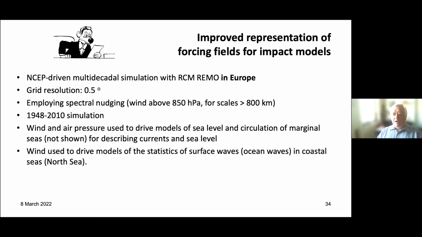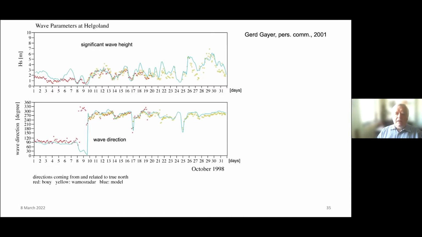And I'm showing only the statistics of surface waves, ocean waves, and coastal seas. And here we have this somewhat nice result. Keep in mind, these are climate simulations. These are not somehow initialized or so. I mean, they're initialized 40 years ago.